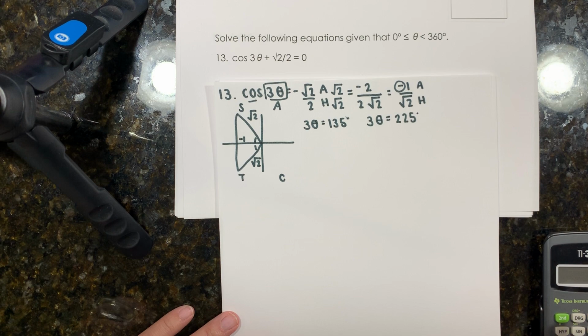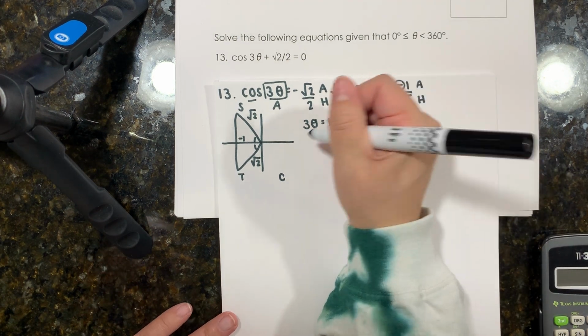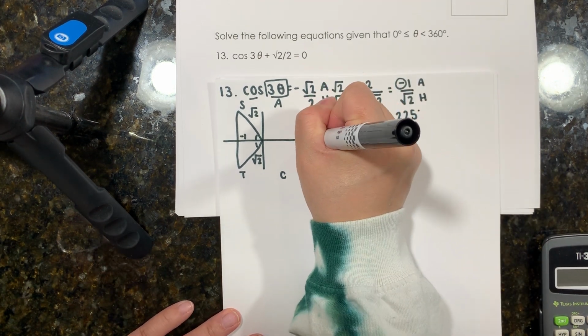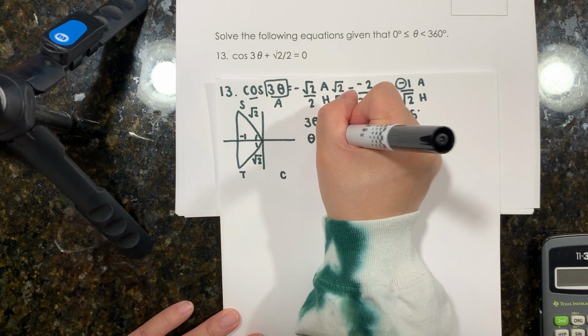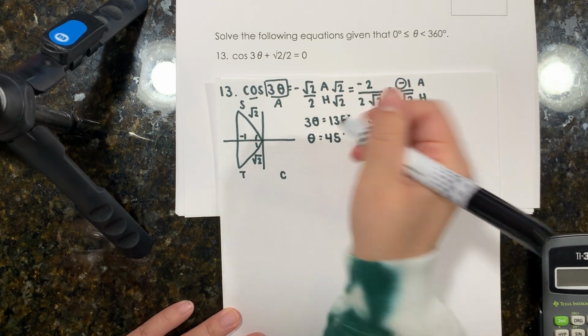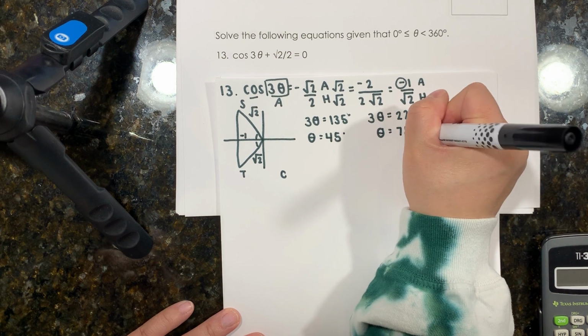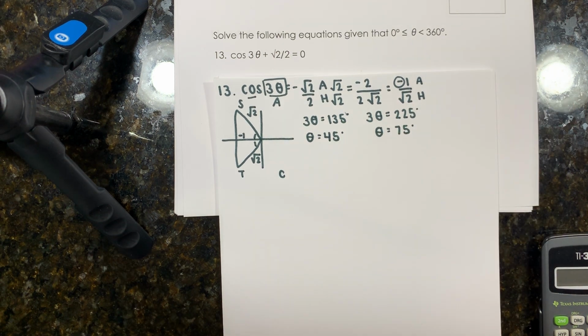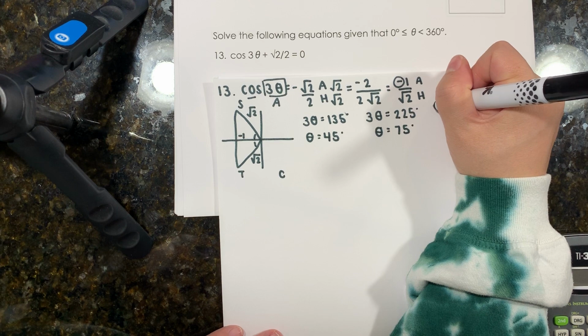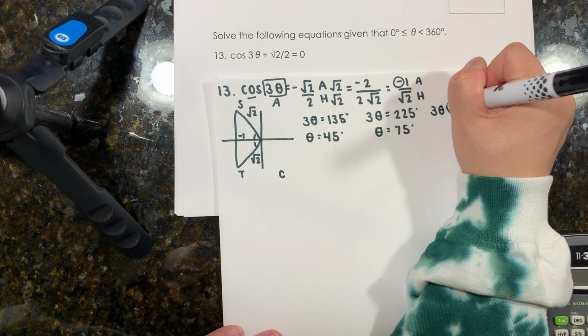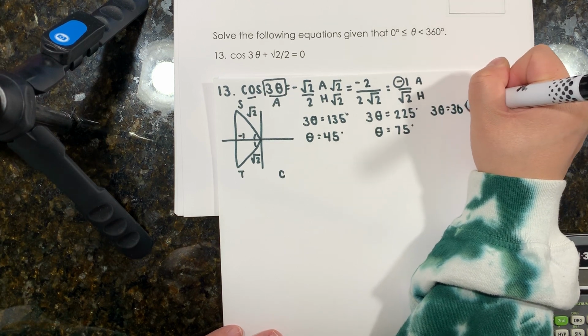Remember though that we need to end up with 3 different answers for each of the quadrants. So theta is going to be equal to 45 for this first one, and theta is going to be equal to 75 for quadrant 3. But to find my other answers, I'm going to set 3 theta equal to 360.